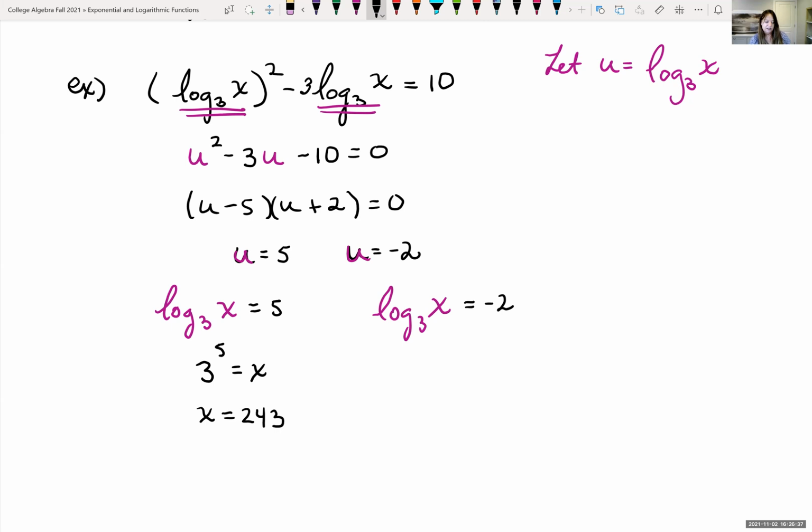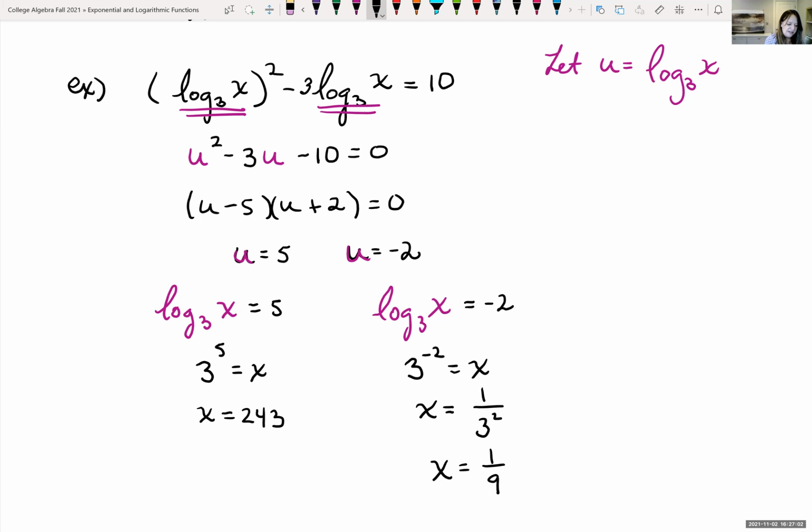Okay, so let's look at the second: log base 3 of x equals -2. Let's rewrite it in exponential form. So we have 3 raised to the -2 power equals x. We can rewrite that negative exponent. We can bring that down to the denominator and make it positive. So we have 1 over 3 squared, which is x equals 1 over 9.